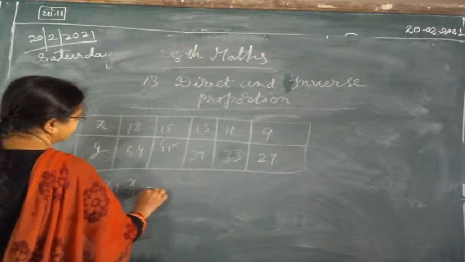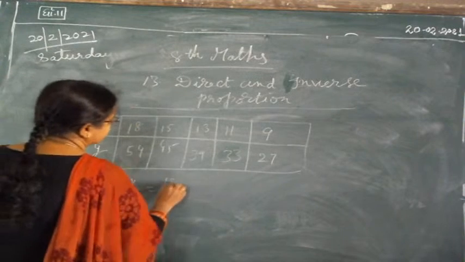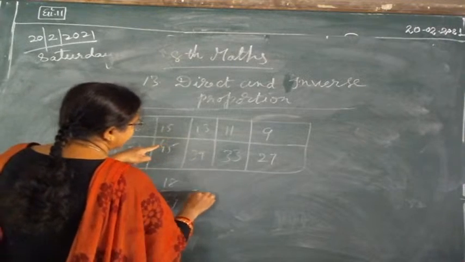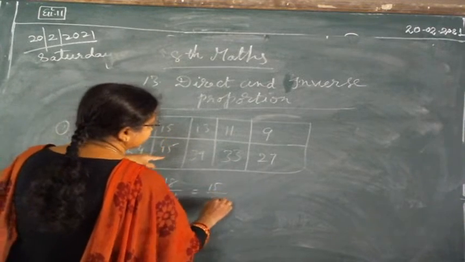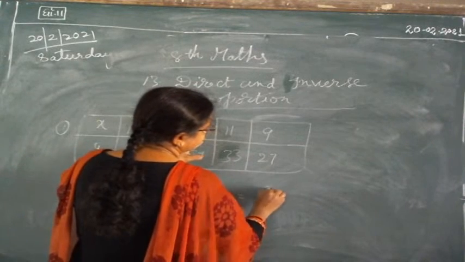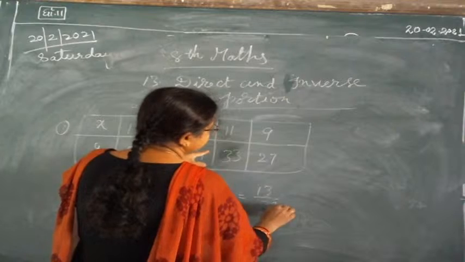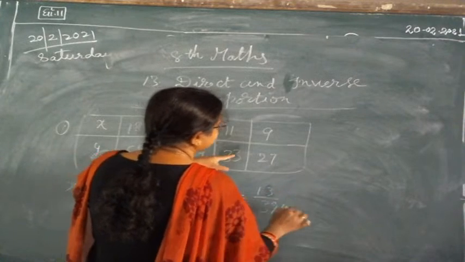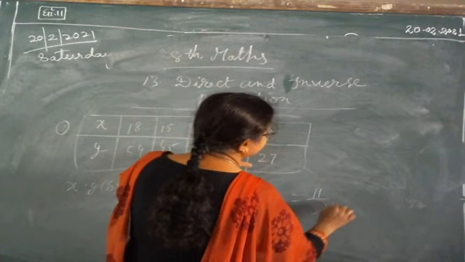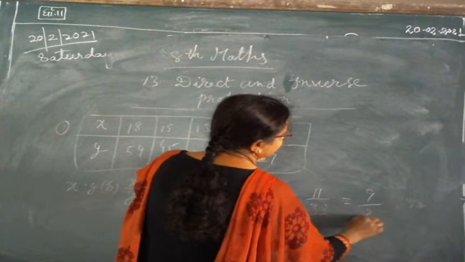Here x by y is equal to... when x is equal to 18, what is the value of y? 54 here. And in the second table, x is equal to 15, y is equal to 45. In the third, x is equal to 13, y is equal to 39. In the fourth, x is equal to 11, y is equal to 33. In the fifth, x is equal to 9, y is equal to 27.